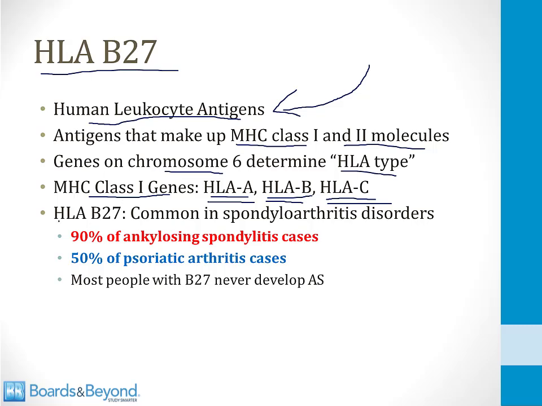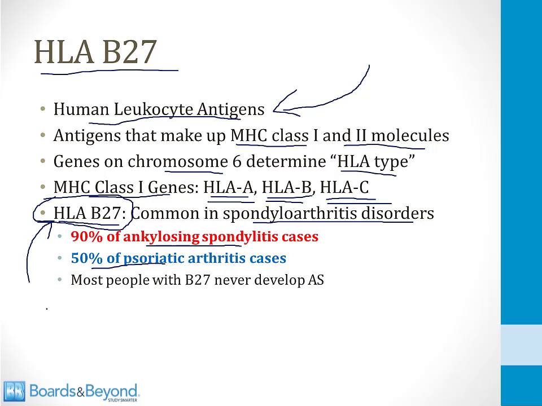If you have the gene for HLA-B27, and therefore you have the B27 antigen on the surface of your cells, you are more likely to develop one of the spondyloarthritis disorders. This HLA type is strongly associated with many of the disorders we'll talk about in this video. For example, 90% of patients with ankylosing spondylitis have the HLA-B27 antigen. 50% of patients with psoriatic arthritis have this antigen.